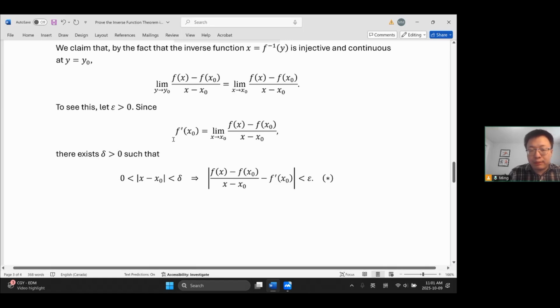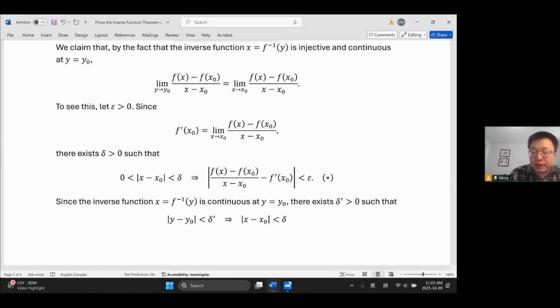And since f prime of x naught is the limit of f of x minus f of x naught divided by x minus x naught as x goes to x naught, there exists a delta greater than 0 such that if the absolute value of x minus x naught is greater than 0 and less than delta, we have the absolute value of the difference quotient minus f prime of x naught less than epsilon. That's the classic epsilon delta definition of limit.